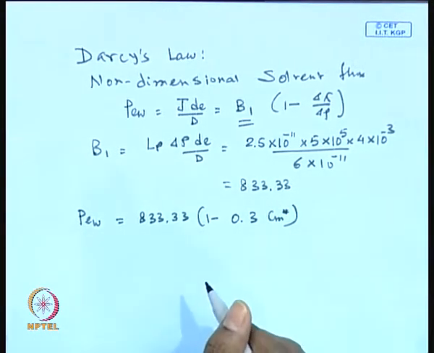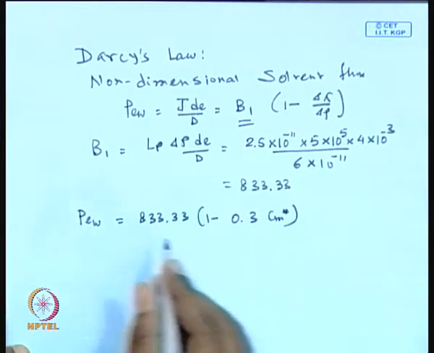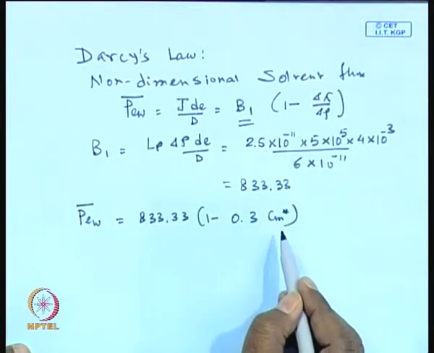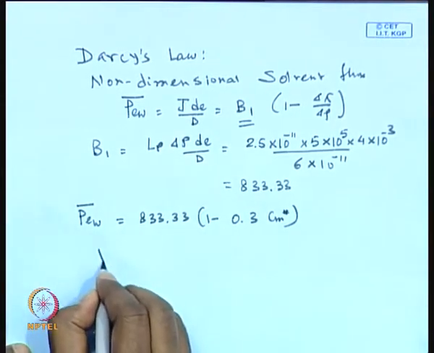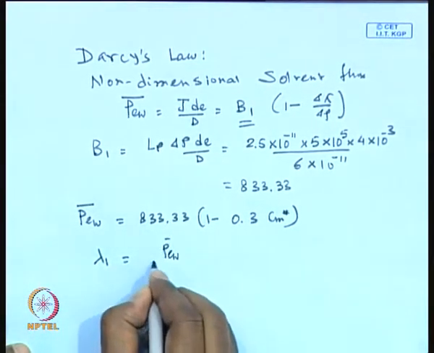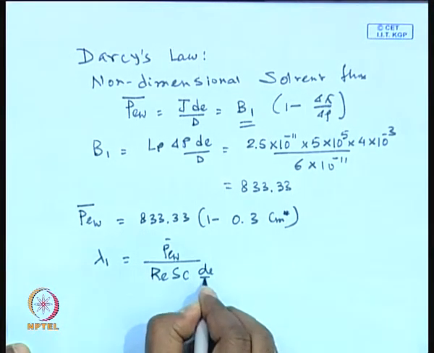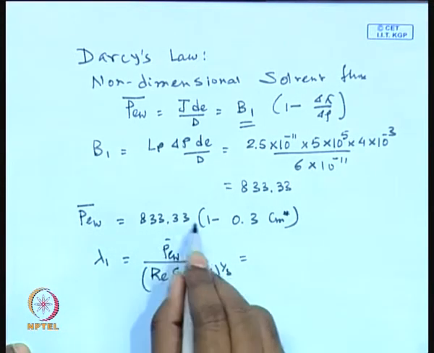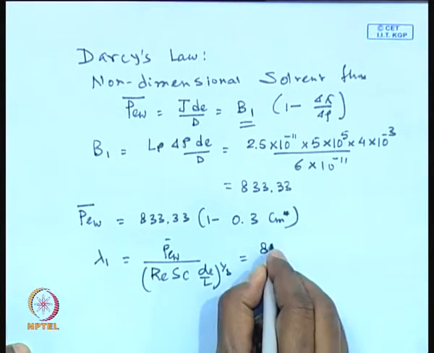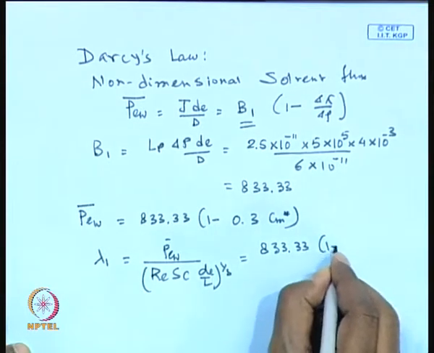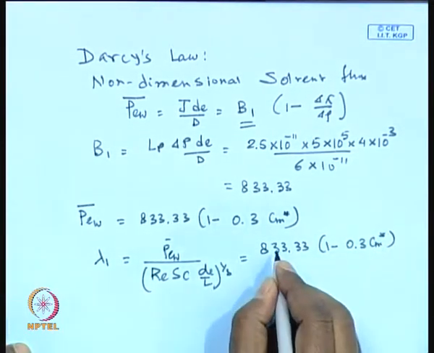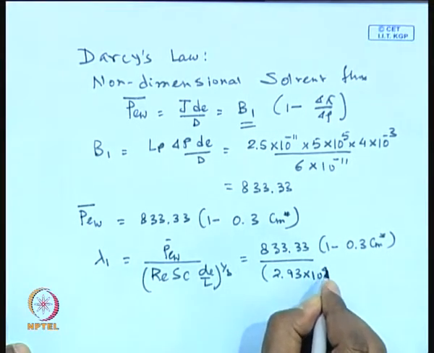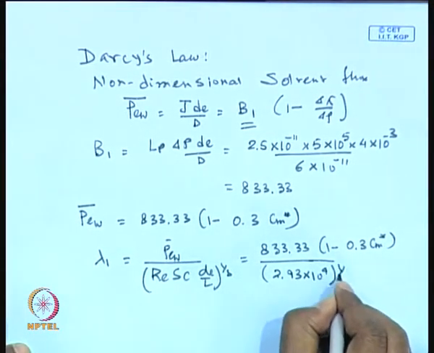If you look into the derivation of the shortcut method earlier, we have seen that this is a length average permeate flux, right. This Cm star is the length average concentration on the membrane surface. The lambda 1 we have defined as Pw divided by (Reynolds number Re d by L) raised to the power 1 upon 3, and if you put the expression of this Pw here, then lambda 1 turns out to be 833.33 into (1 minus 0.3 cm star) divided by, as we have already obtained, (2.93 into 10 to the power 4) raised to the power 1 upon 3.